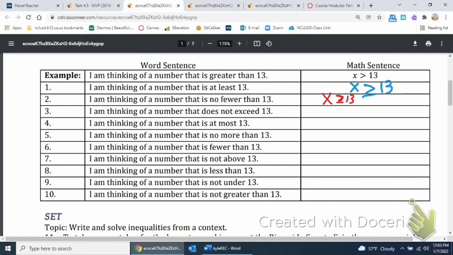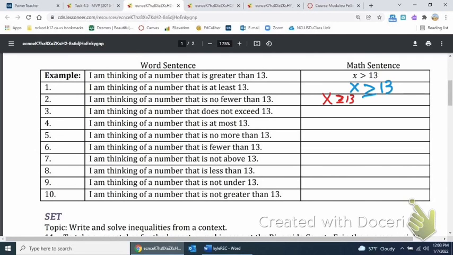I just need to make sure that you guys can, from words, figure out if it's a less than sign or a greater than sign, because we're going to start solving word problems where you'll have to create the inequality. You'll have to know if it's less than or greater than. And the words are going to be in the word problem, but they're going to say stuff like no fewer than or at most 13 or whatever. Okay, so let's do the next one, 3.